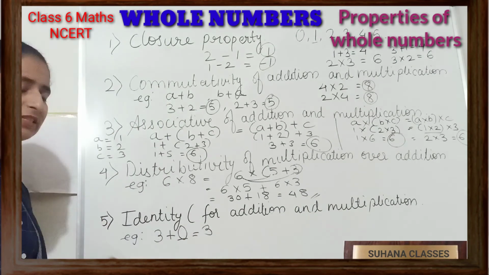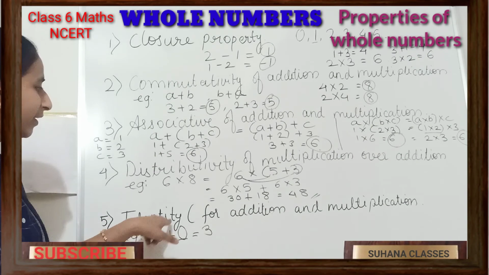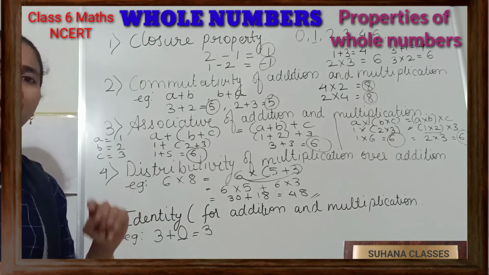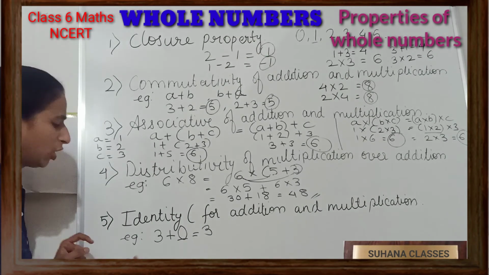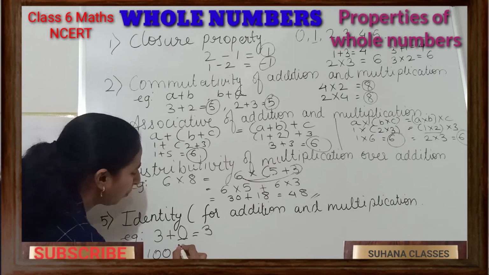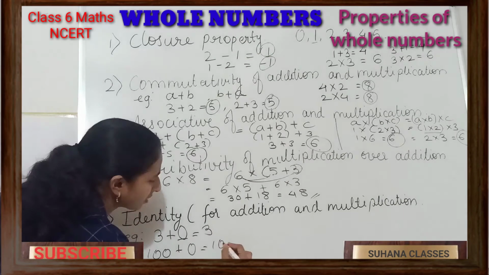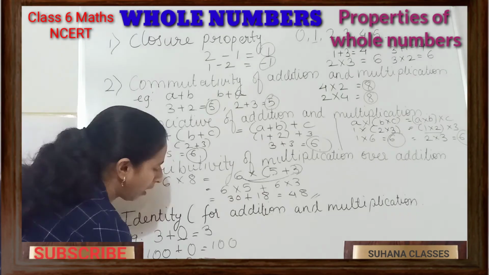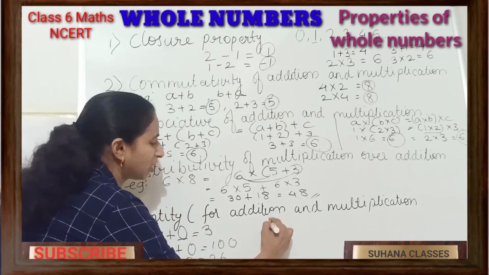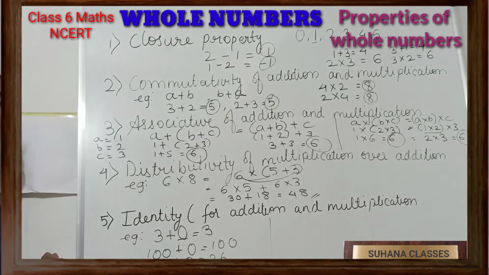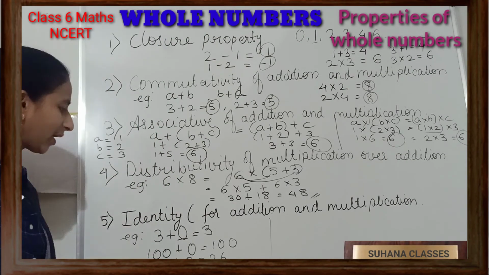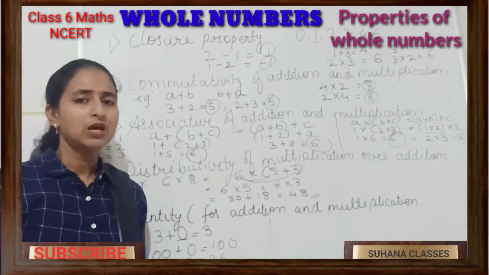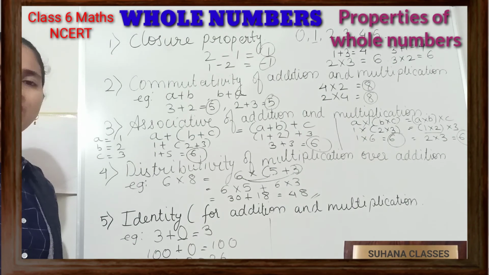So what can I say? 0 is the identity for addition. Any number you take, 100 plus 0, again I will get the answer 100. You can take 26 plus 0, again I will get the answer 26. So whichever number you take, you get that number back if you add 0 to it. Okay, students. Now let's check for multiplication.